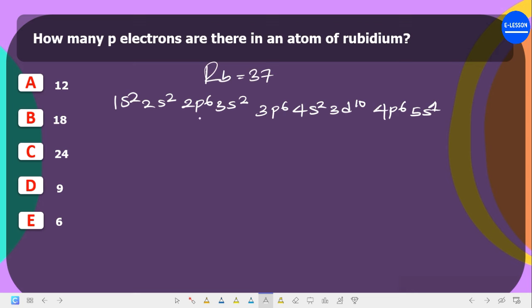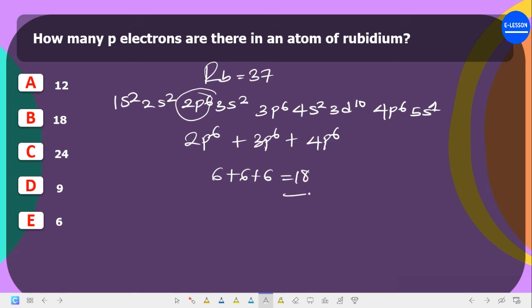Now, all the p electrons here are how many? We have 2p, so you come here and say 2p6, plus you have another one again, 3p6, plus you have another one again, 4p6. Now, all the electrons here are how many? 6 plus 6 plus 6, which equals 18. So the total number of p electrons is 18.